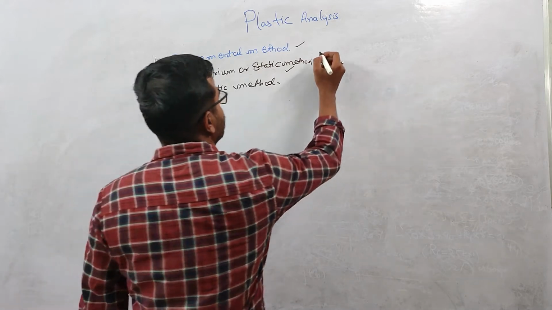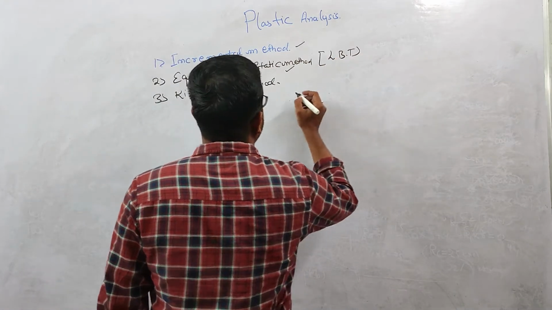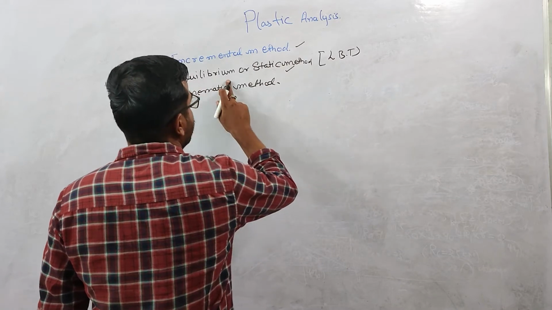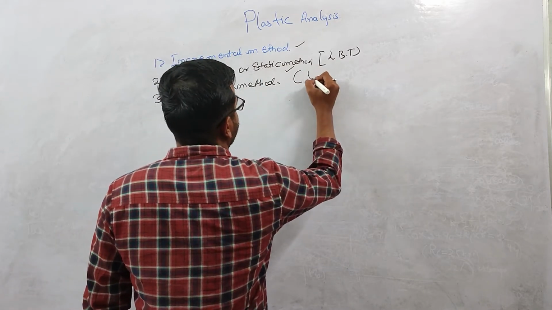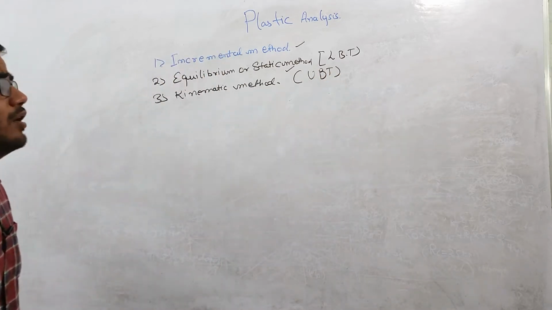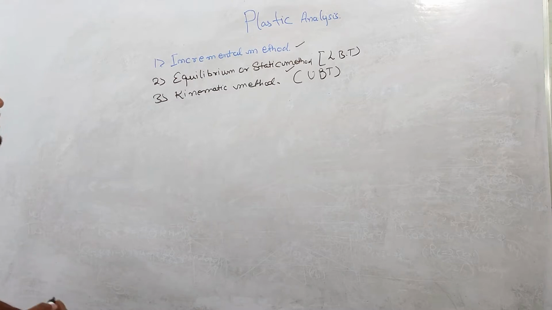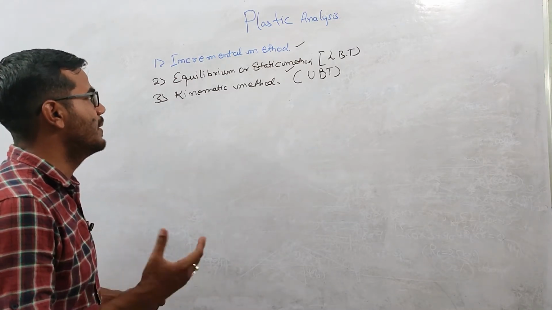The kinematic method is based on the lower bound theorem, which we have already discussed. The equilibrium method is based on the lower bound theorem, and the incremental method is based on the upper bound theorem. Now, first we will discuss what the incremental method is and what its advantages are.